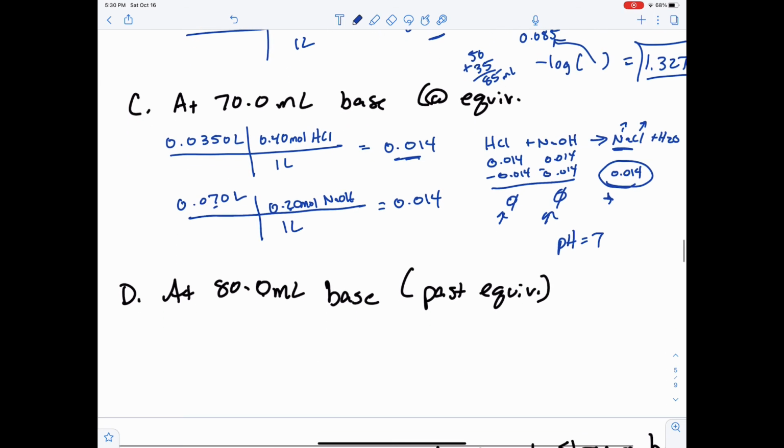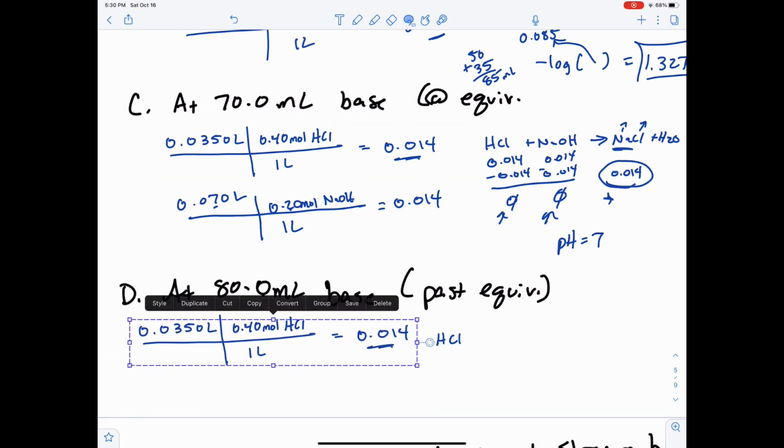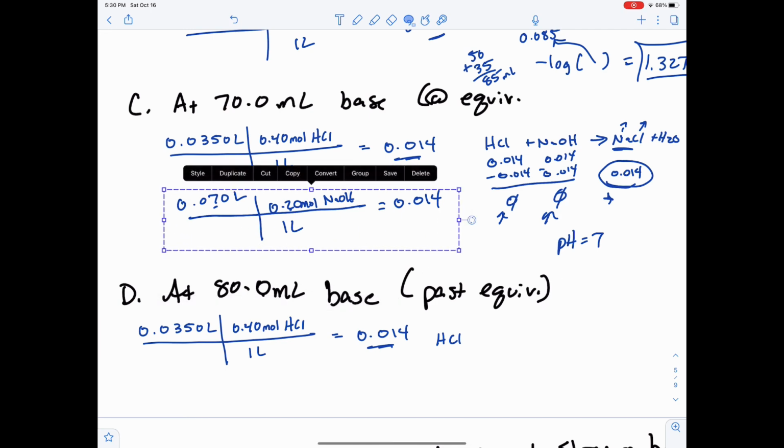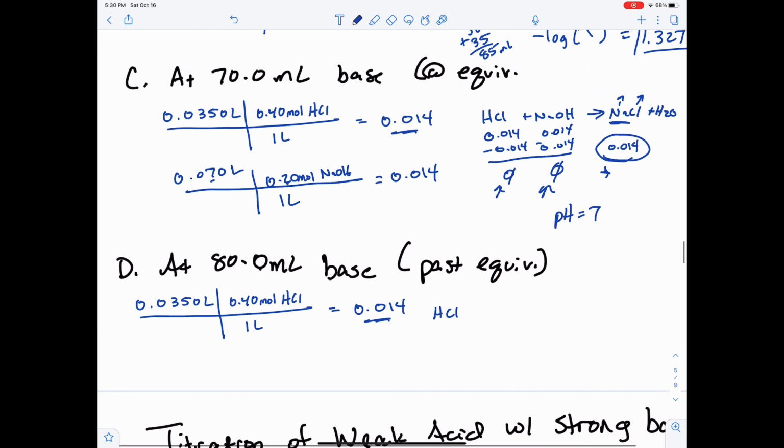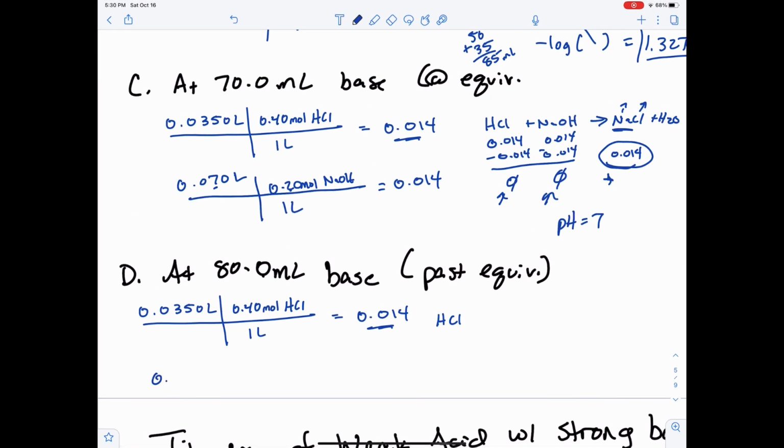Okay, so then we have the very last point. Now this is where it's all base, like we've run out of acid and the base is just going to rule the show here. So I'm going to just set up this ICE chart and copy this down, but these numbers are going to be all the same again for the HCl. But our NaOH, it's going to be the 0.080 liters times the 0.2 moles of NaOH. 2 times 8 is 16, so that's 0.016.